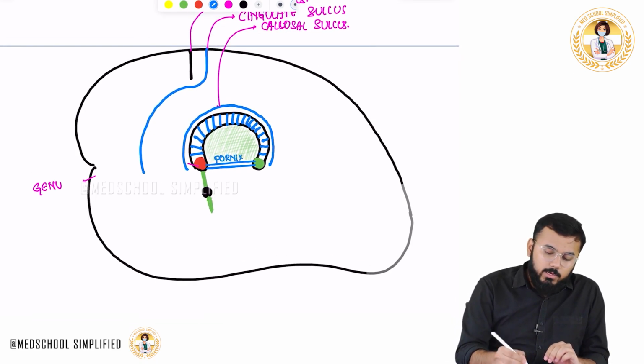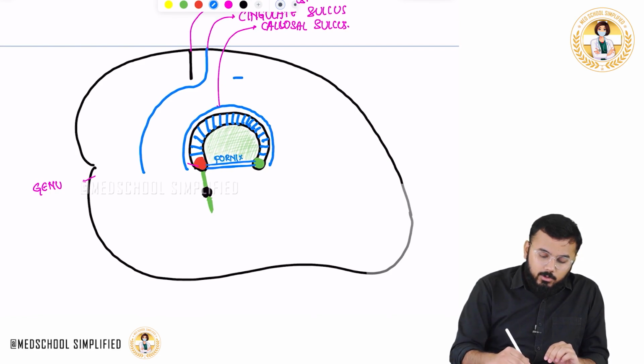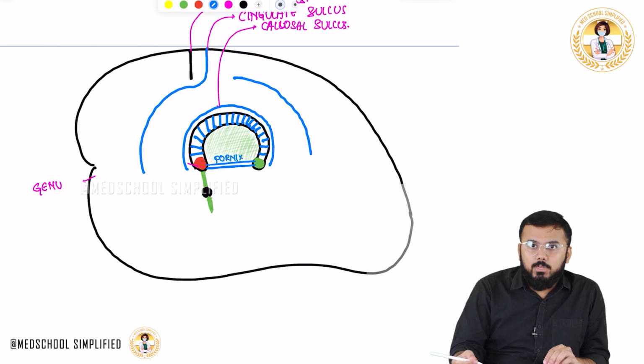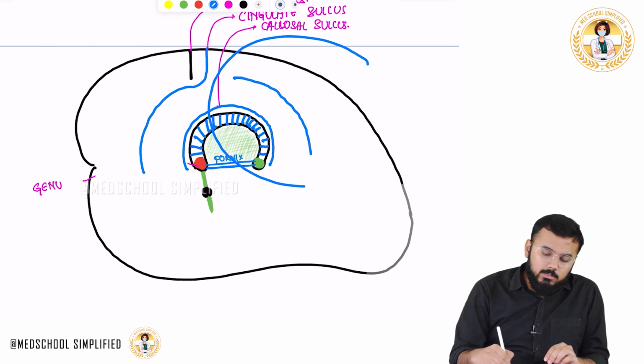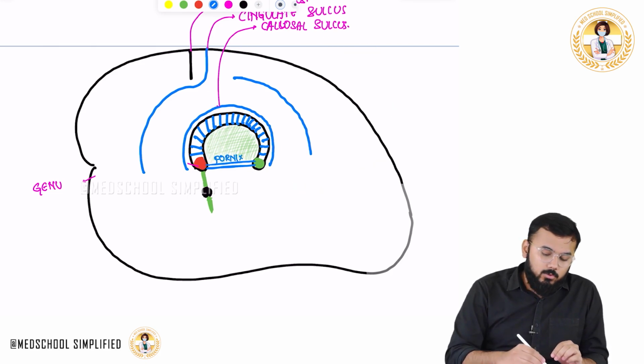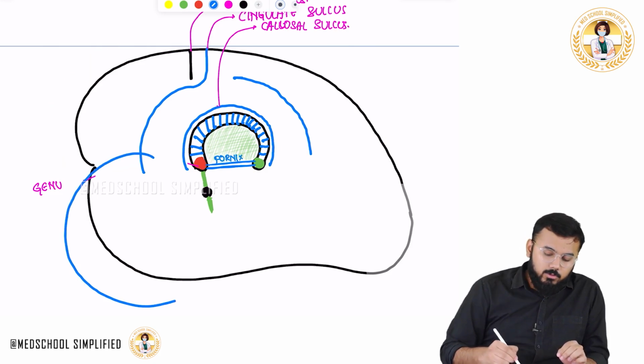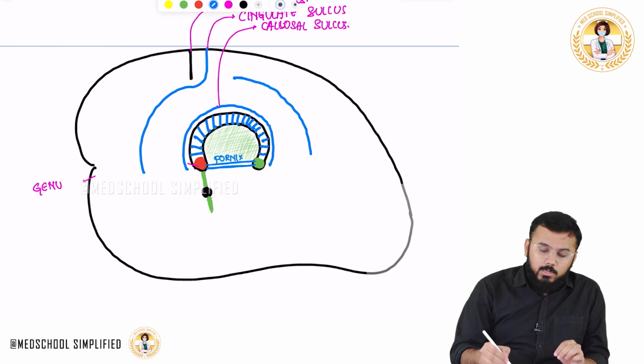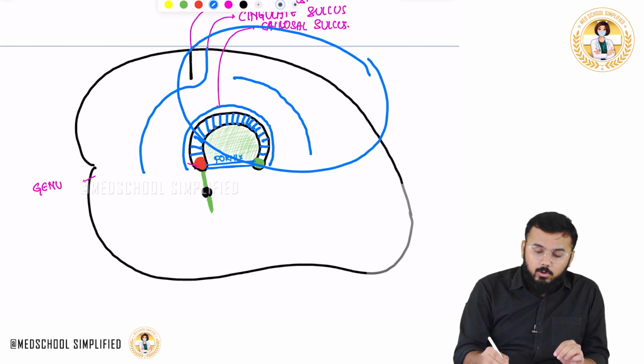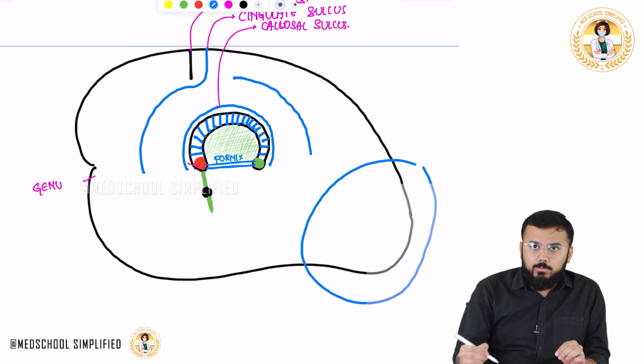Next important thing over here is that you have got another sulcus, right? What is the name of this sulcus over here? First of all, what is this lobe over here? All of you know that this lobe is called the frontal lobe. After that, this lobe is called the temporal lobe. Next, this part is called the parietal lobe, and this one is called the occipital lobe.